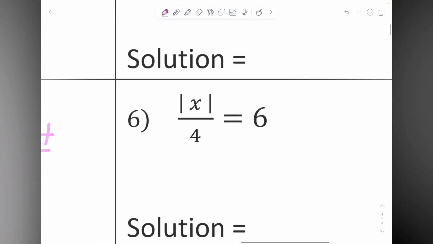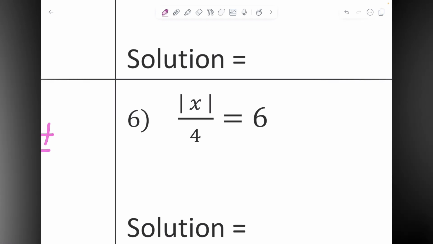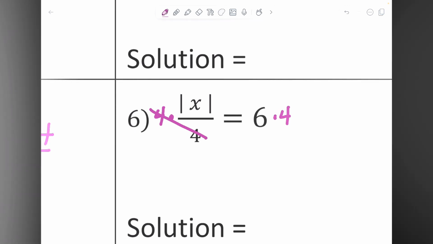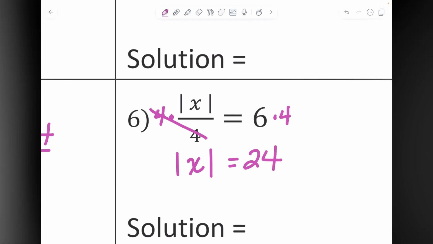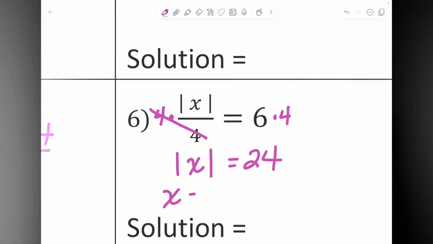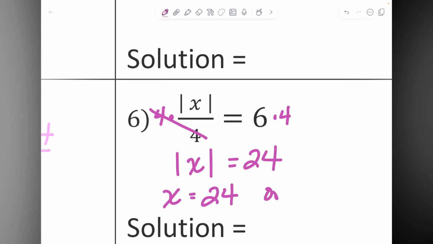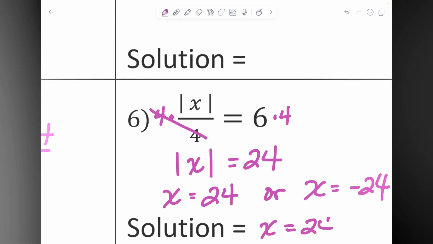Here, though, we've got the absolute value of x divided by 4. So in order to get the absolute value of x by itself, we're going to multiply by 4 as our first step to get the 4 to go away and isolate my absolute value of x. Now we're ready to say that x is either going to be 24 or x is going to be negative 24. So when we get our solution, we can say x is either 24, comma, negative 24.